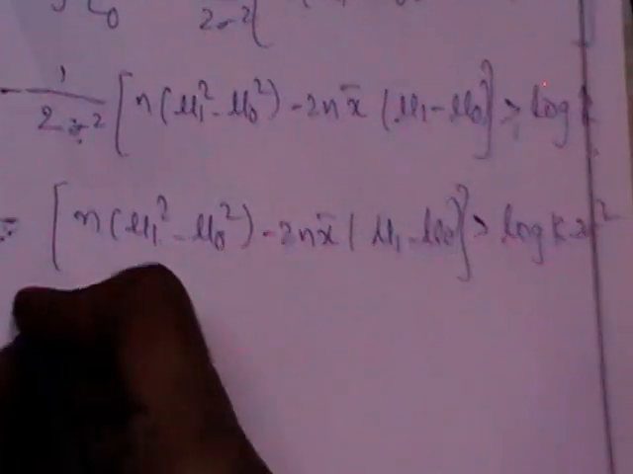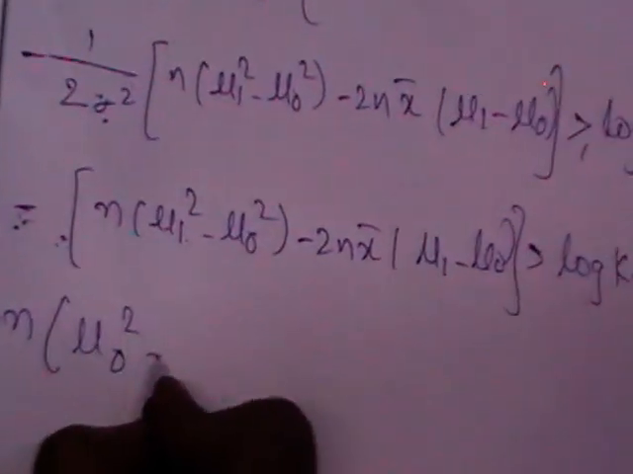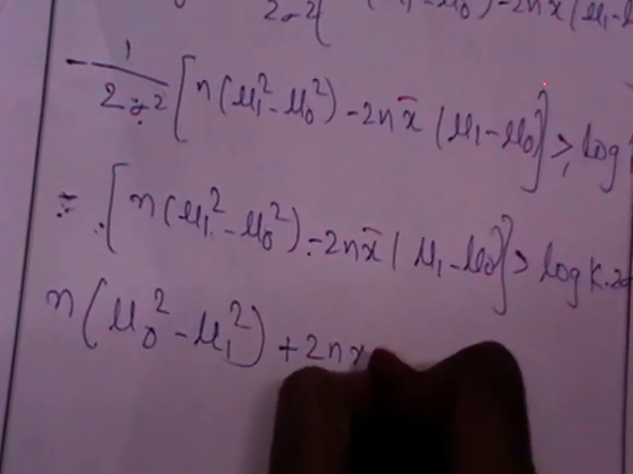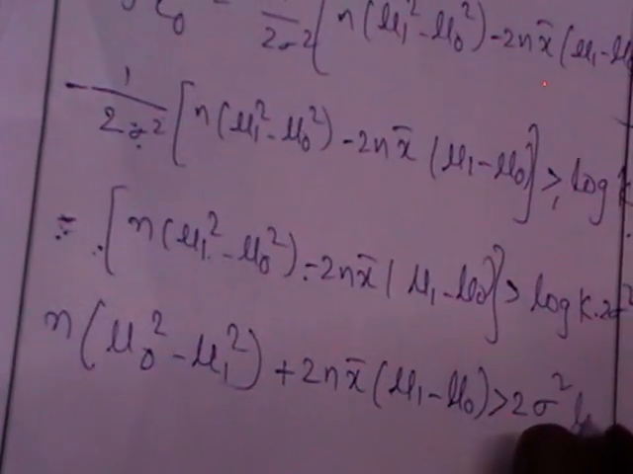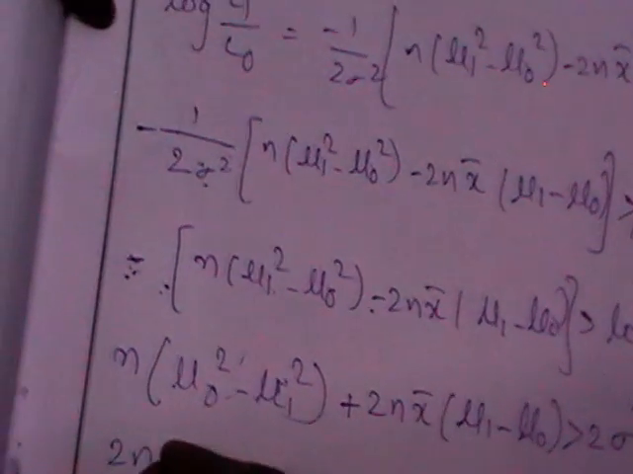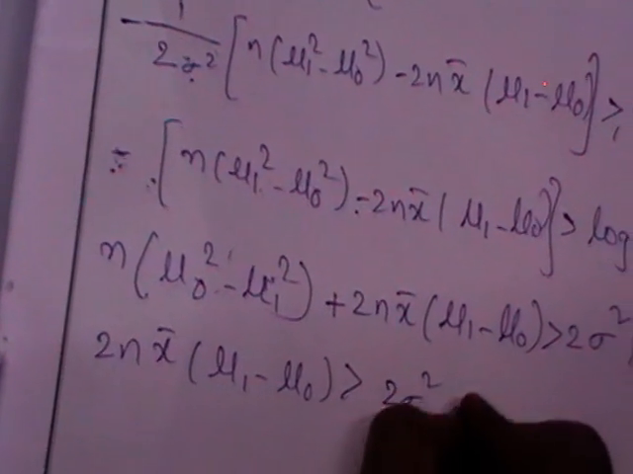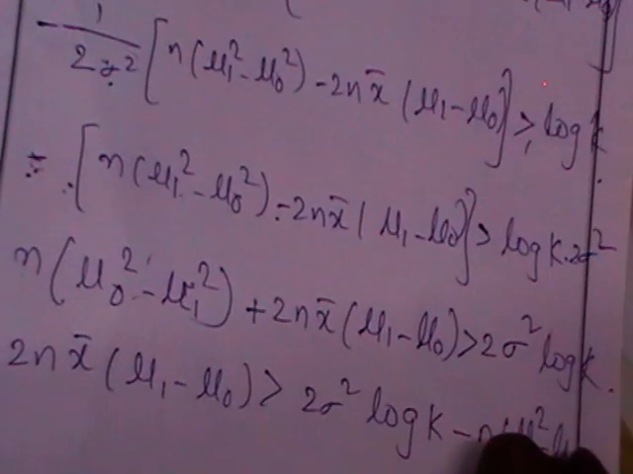Then as you have minus here, let us absorb this minus in these two terms. Then this will be n into, if you multiply this minus to both of these terms, mu naught square minus mu 1 square. Minus into minus will be plus, so 2n x bar into mu 1 minus mu 0 greater than 2 sigma square log k. So let us then shift this term to the RHS, then you will get 2n x bar into mu 1 minus mu 0 greater than 2 sigma square log k minus n into mu 0 square minus mu 1 square.